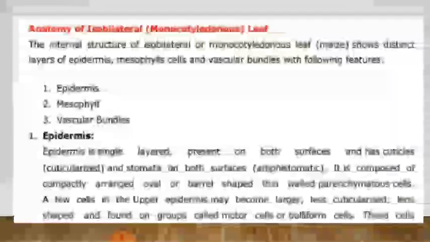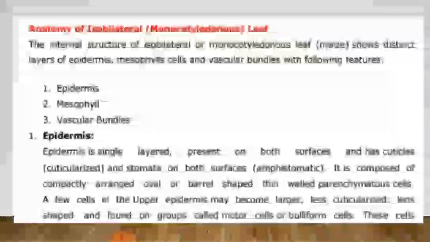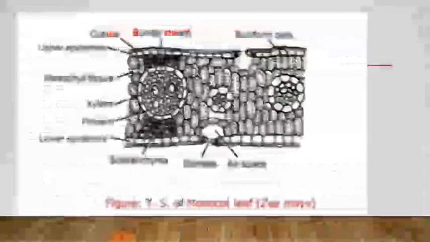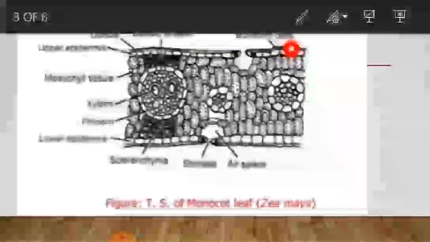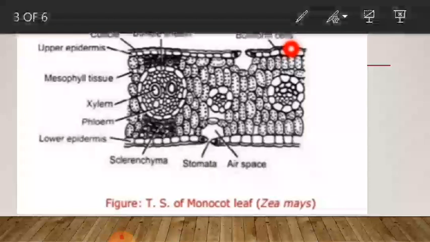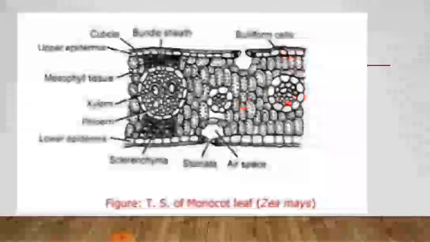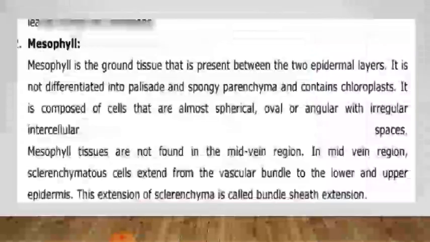A few cells in the upper epidermis may become large, less cuticularized, linear shaped, and found in groups called motor cells or bulliform cells. So in the upper epidermis, there are some cells which are much larger in size. These cells are known as bulliform cells.